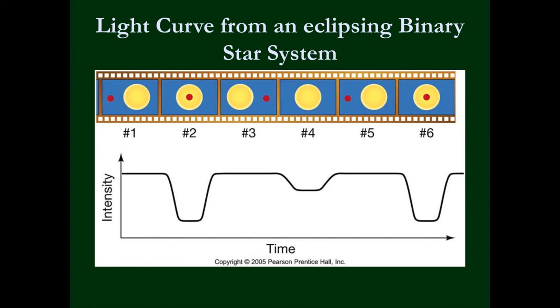Then in part 3, we can see both stars. We have the normal intensity. And then the smaller star goes behind the brighter star, and therefore there'll be a slight drop in the intensity before it rotates around again to number 5 and through to number 6. And this process goes on and on and on. This means that we can work out and recognize if it's a binary star system because we'll see an intensity pattern like this.